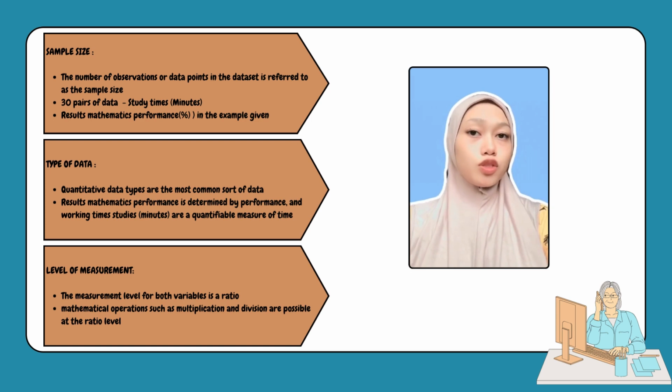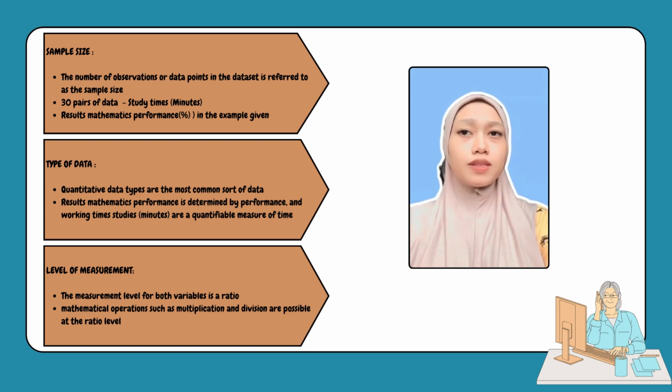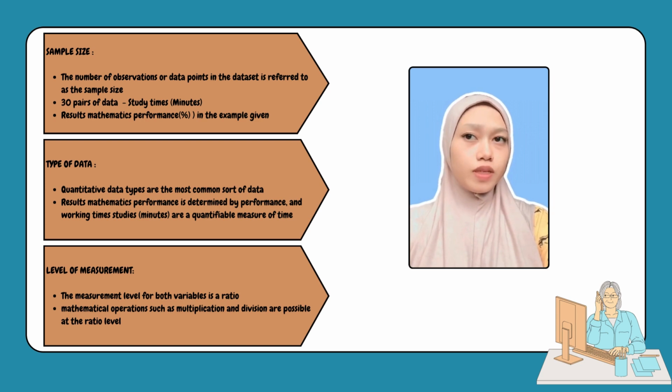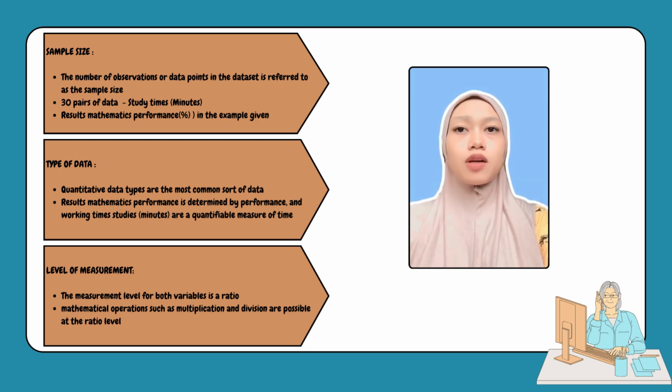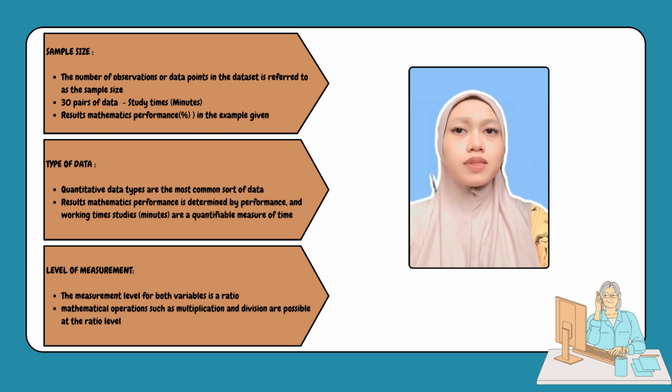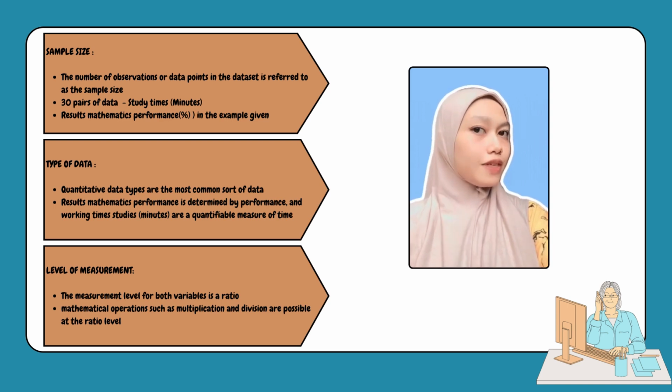For part B number 2, explanations for sample size, type of data, and level of measurement. Sample size: the number of observations or data points in the data set is referred to as the sample size. There are 30 pairs of data for study time in minutes and result of mathematics performance in percent in the example given.